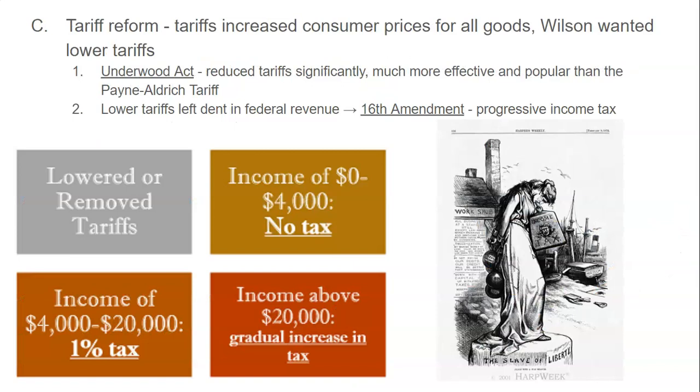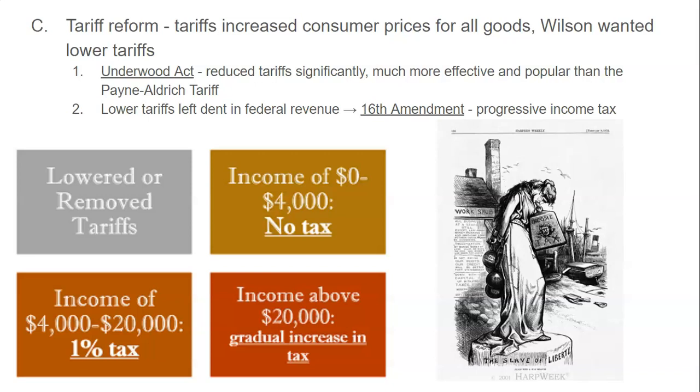With tariffs, remember I said that tariffs increase consumer prices for all goods. And so Wilson wanted to lower tariffs. That is a progressive staple, the reduction of tariffs. And so he worked with Congress to pass the Underwood Act, which greatly reduced tariffs, way more than the Payne-Aldrich Act of the Taft administration.